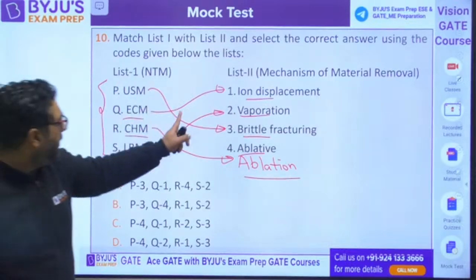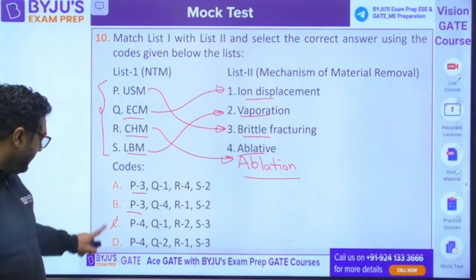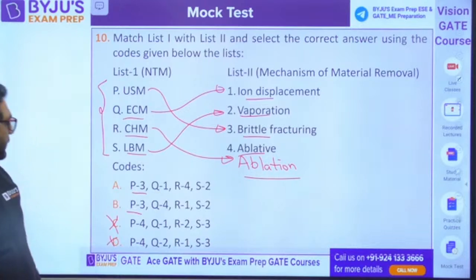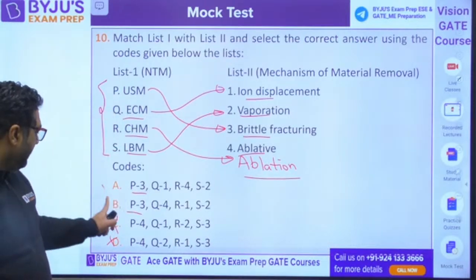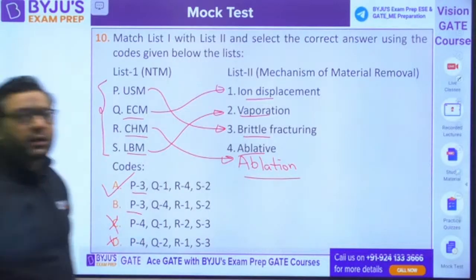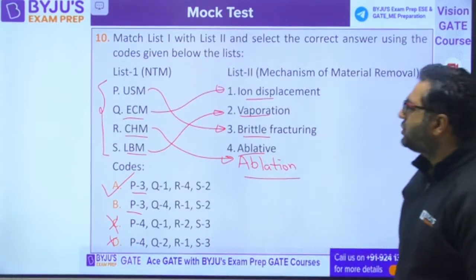So P goes with 3, so C and D cannot be the answer. Then you can see Q goes with 1. A would be the right answer. Very good, guys. Moving to the next question.